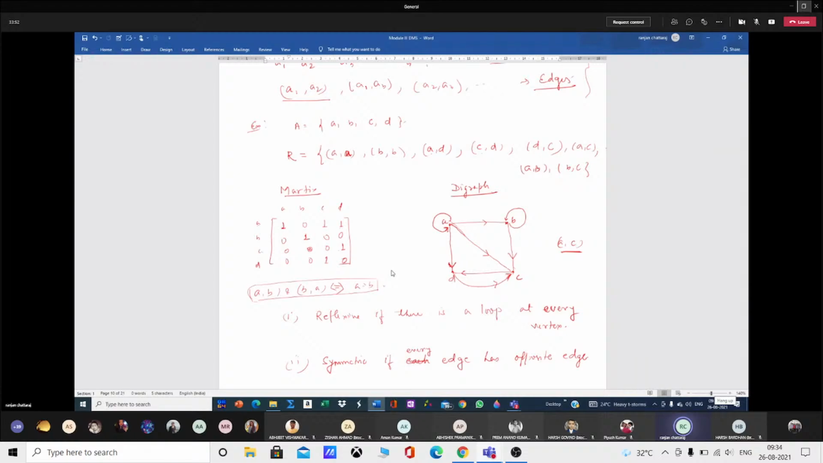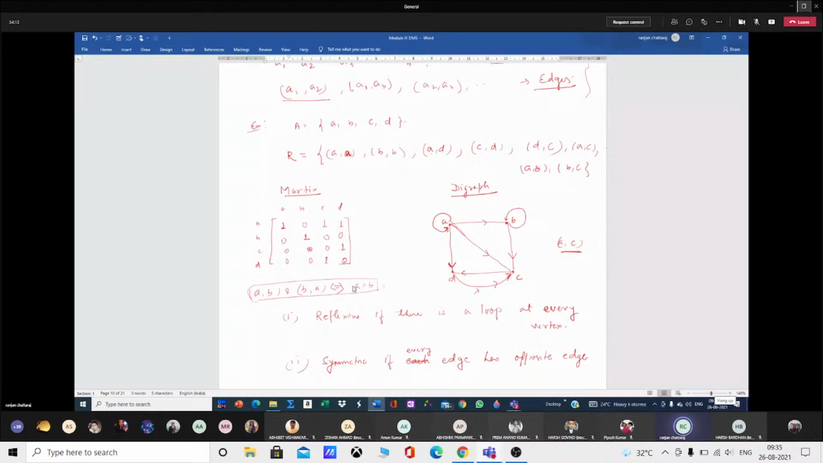If there is an edge from A to B, you see here, it is not antisymmetric. If you discard this one, D to C, then this becomes antisymmetric. So if there is an edge from A to B and B to A, then A is equal to B.